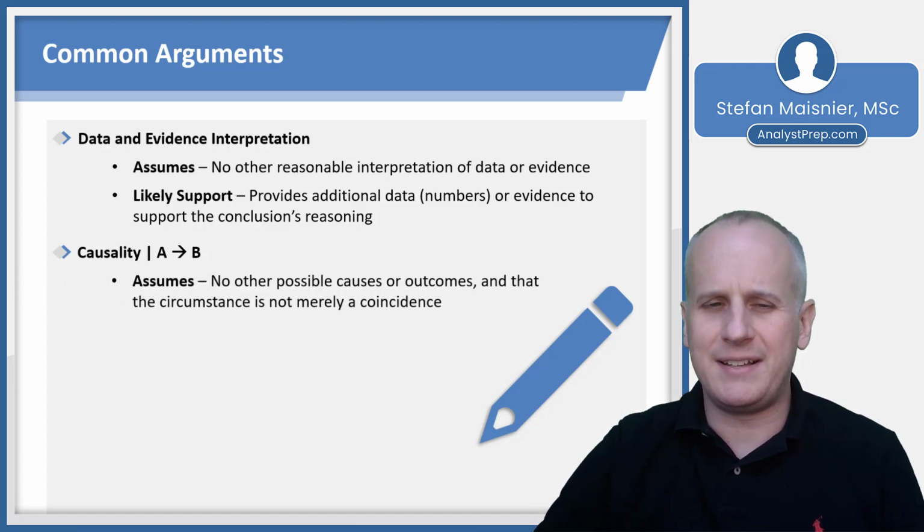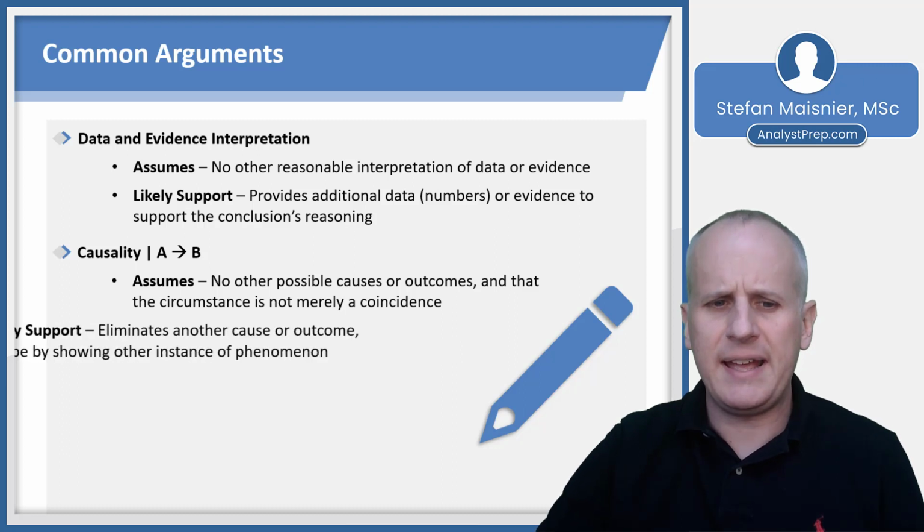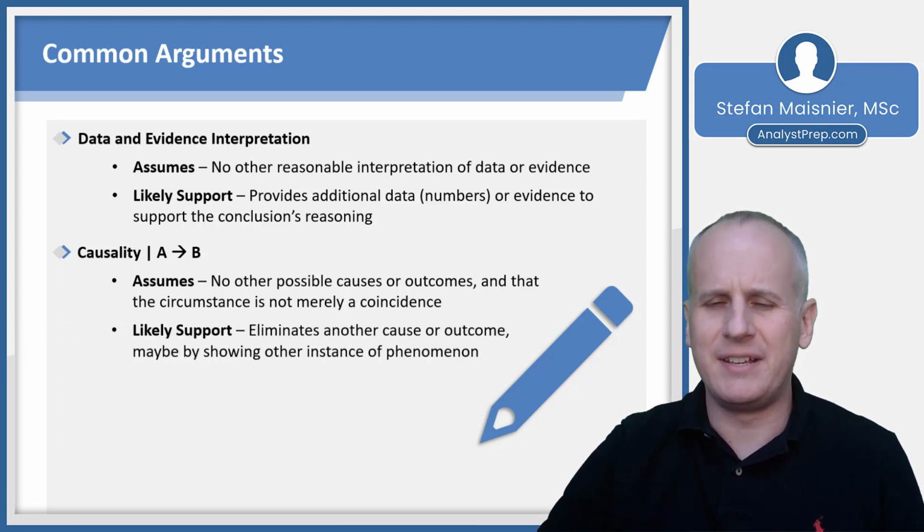And all causalities will assume two things. One, that there are no other possible causes or outcomes. That because A happened, B was guaranteed to happen. And because A happens, there's not going to be something else that happens. And additionally, that whatever the circumstance is not merely a coincidence, so that it can ultimately be to a degree replicable. And in order to support a causality, your correct answer should eliminate the possibility of another cause or outcome, or show another instance of the same phenomenon, so thereby showing that it's not necessarily a coincidence.